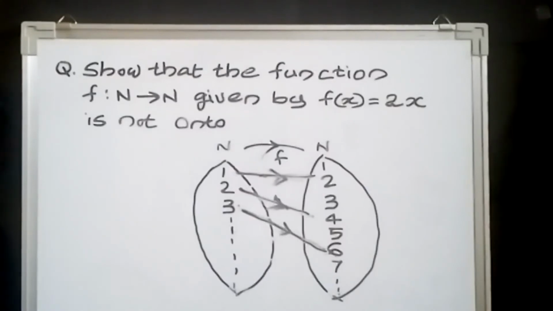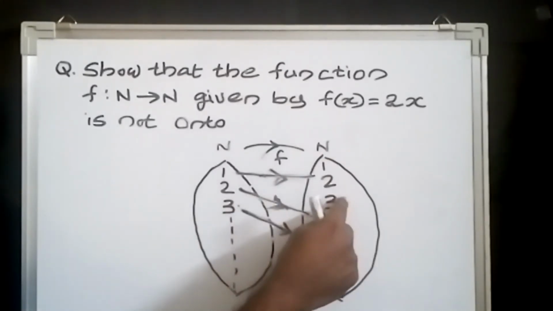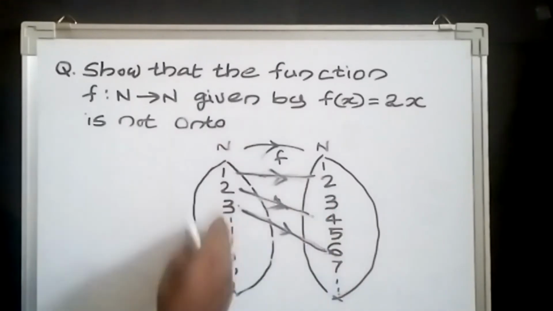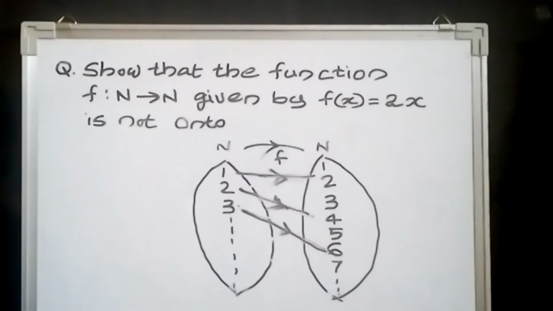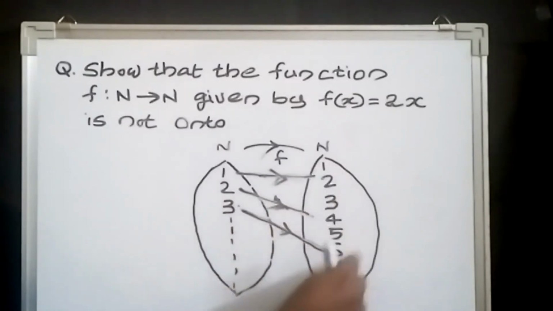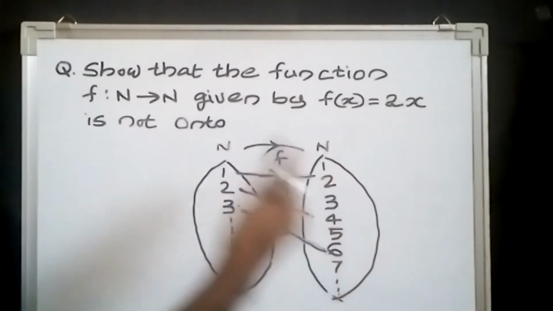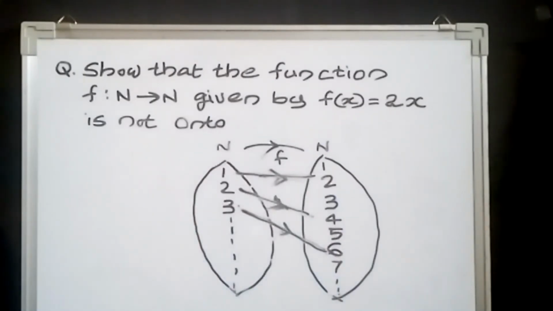The arrow diagram shows that the function is not onto because the odd natural numbers 1, 3, 5, 7, etc. in the second set have no pre-images in the first set. Therefore, the function is not an onto function. That is, the range, 2, 4, 6, etc., is not equal to the second set itself. Once more, the elements 1, 3, 5, 7, etc. in the second set have no pre-images in the first set. Therefore, the function is not onto.